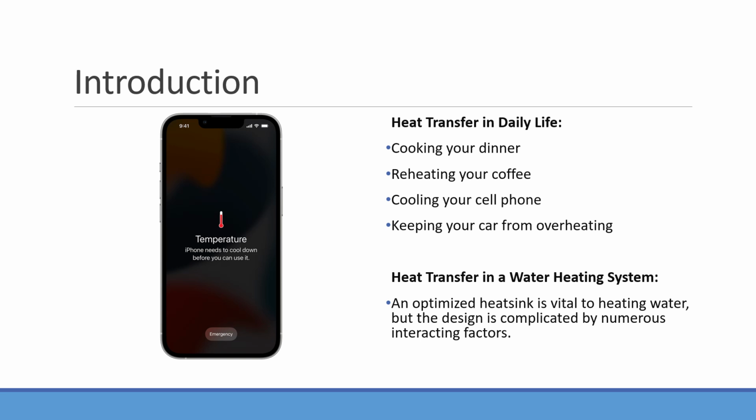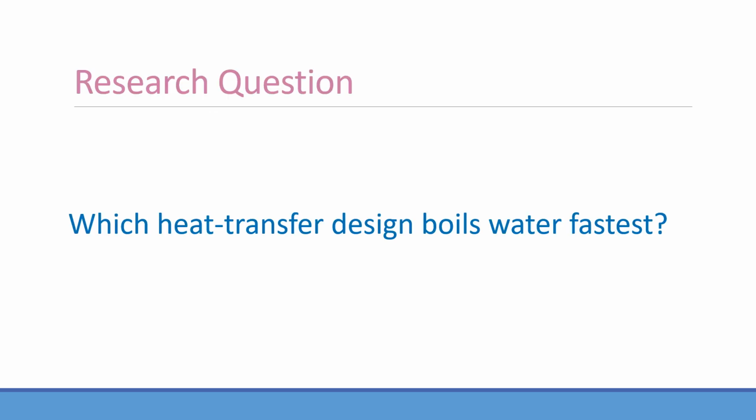Now, for this system, an optimized heatsink is vital for heating water. But the design is complicated by many different interacting factors. So we set out to determine which of these factors would boil water the fastest.